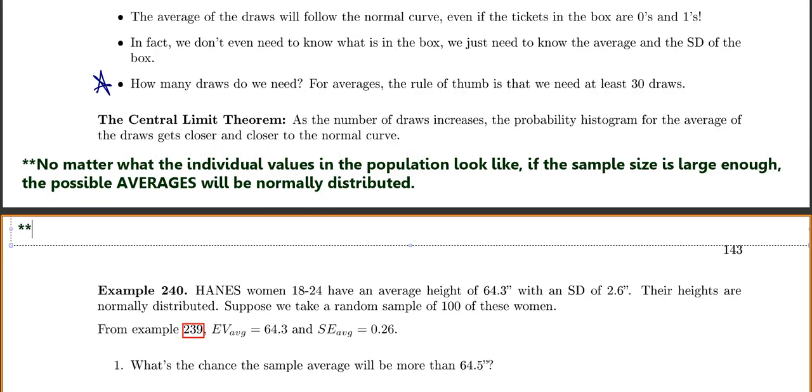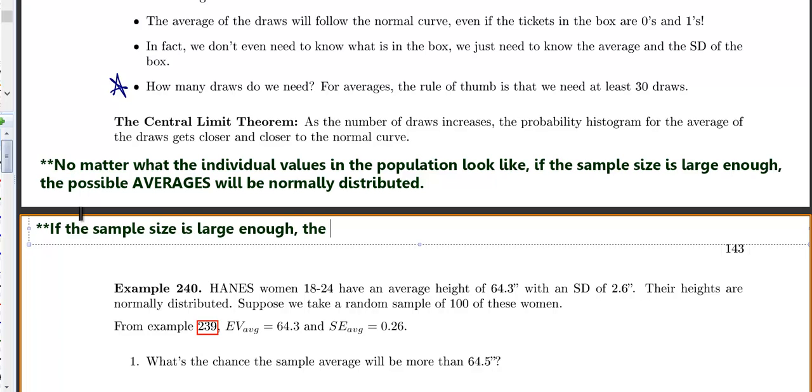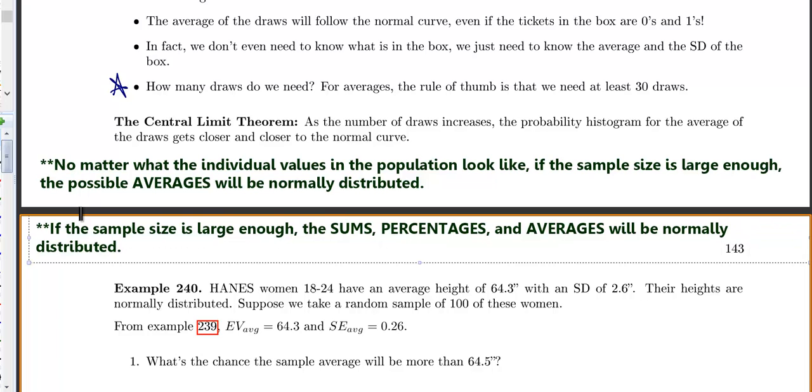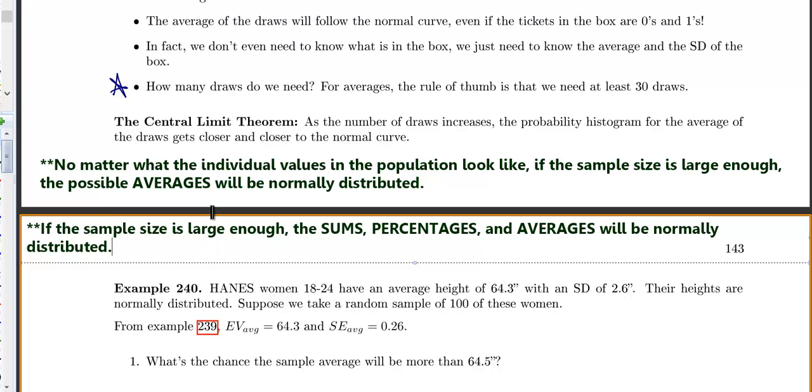So let's write ourselves another note. Remember, if the sample size is large enough, the sums, the percentages, and averages will be normally distributed. Those are the only things that's true for. You can't say that about anything else. But it is true for sums, percentages, and averages that as long as your sample size is large enough, they will be normally distributed.